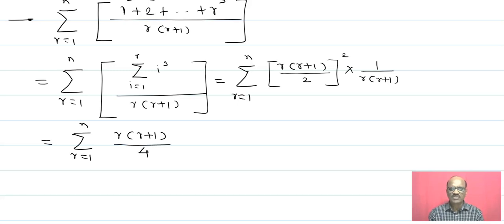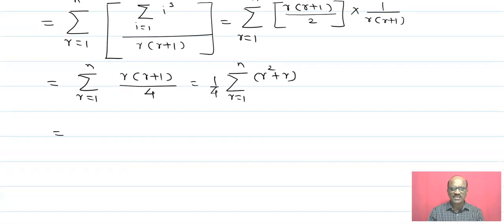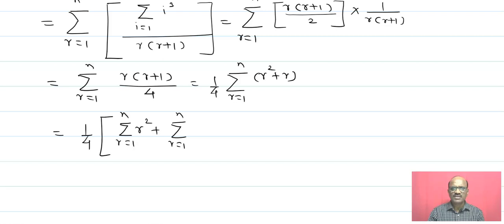Take 1 by 4 as a common. Summation r is equals to 1 to n of r square plus r. Now find out their sum, then you will get 1 by 4 summation of the r square, that is r is equals to 1 to n of the r square plus summation of the r is equals to 1 to n.